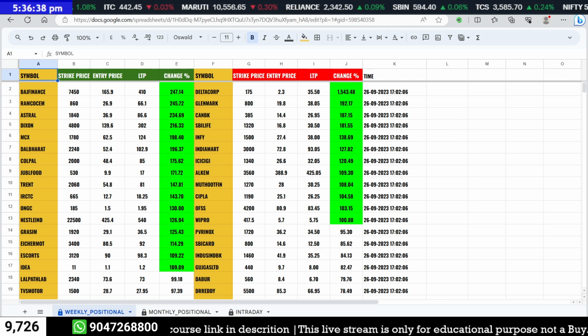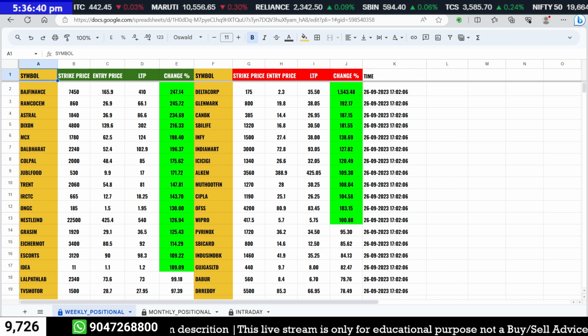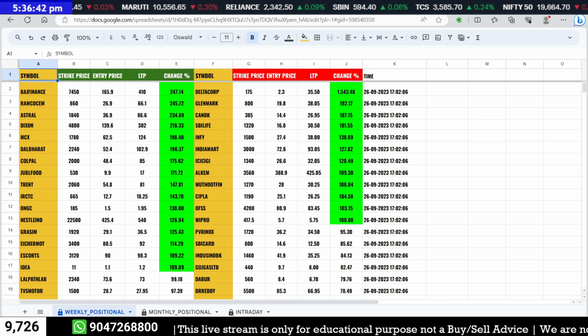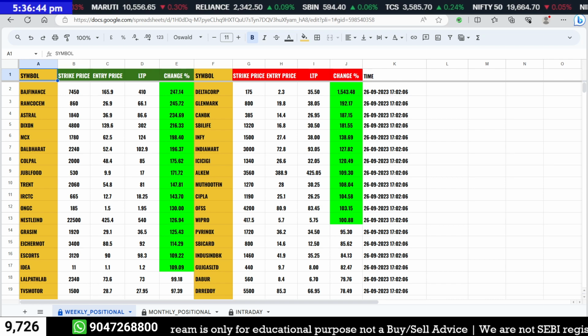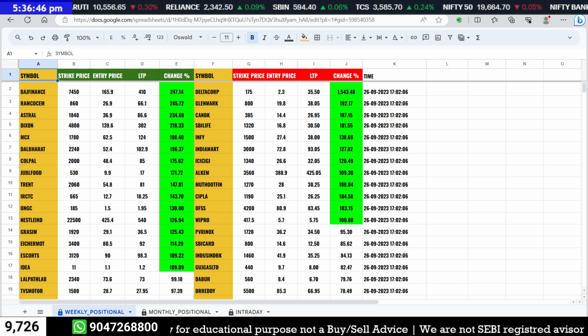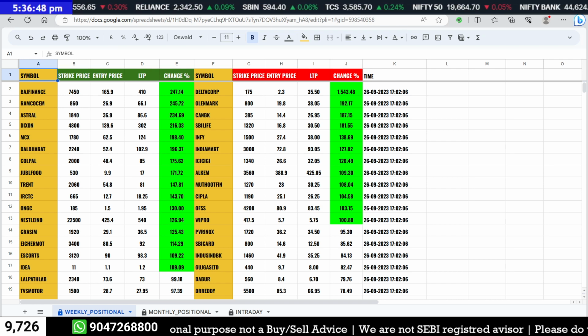It is purely for doubts and questions for my students, those who have already finished my advanced option strategy. Meanwhile, we are trying to find some opportunities by using our Google Sheet. Like today, we found some opportunities, and we are going to discuss them.